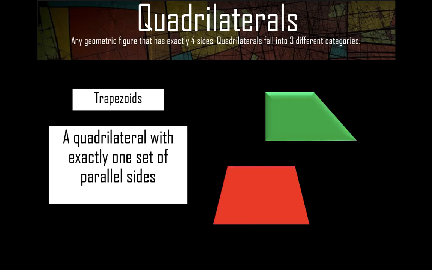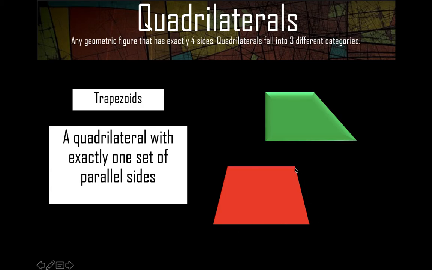Now the next one we're going to talk about is a trapezoid. A trapezoid is a quadrilateral with exactly one set of parallel sides. So in this green shape, the parallel sides are the top and the bottom, meaning if we kept drawing them out, they are never going to cross. With the red shape, it's also going to be the top and the bottom. If we kept drawing this out and draw this one out, it is never going to cross.